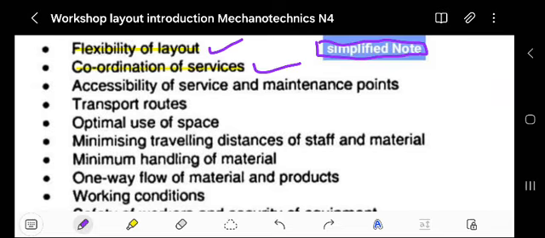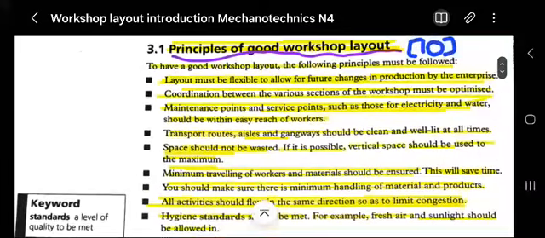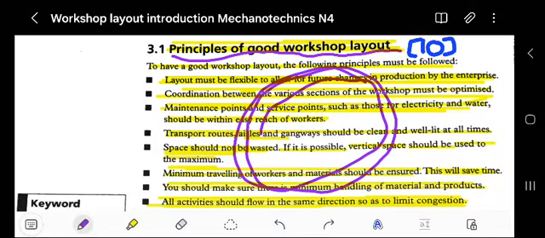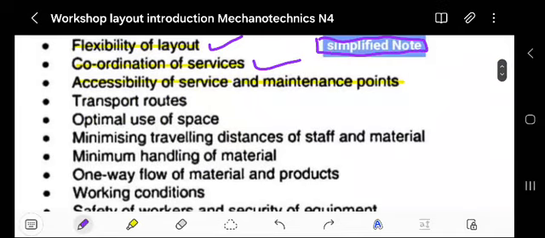Accessibility of service, remember, this is accessibility of service and maintenance points. As you can see, we've talked about that here, coordination between maintenance points and all these things. But those points are not simplified, they are too long. So here are the simplified ones. You can write these on your exam.